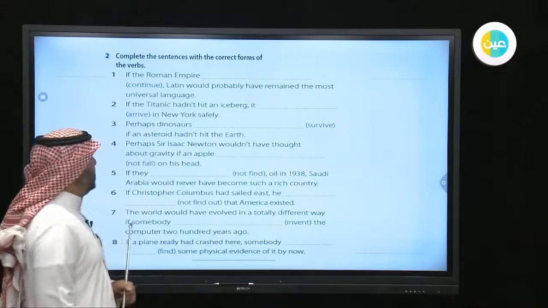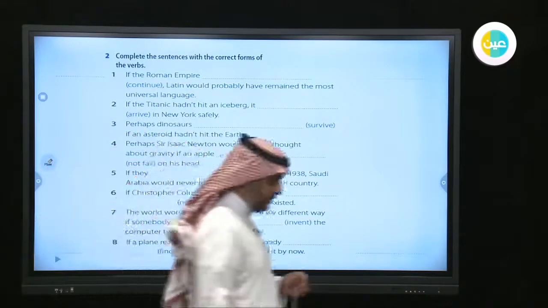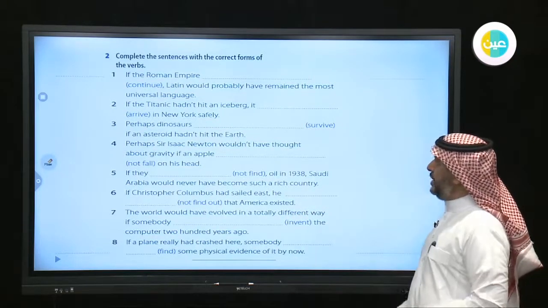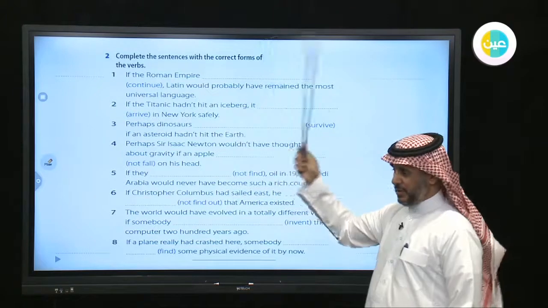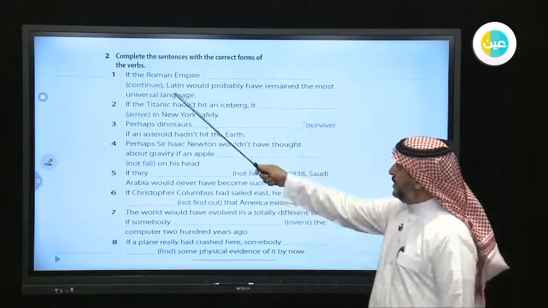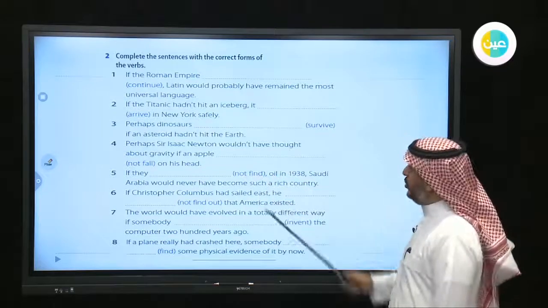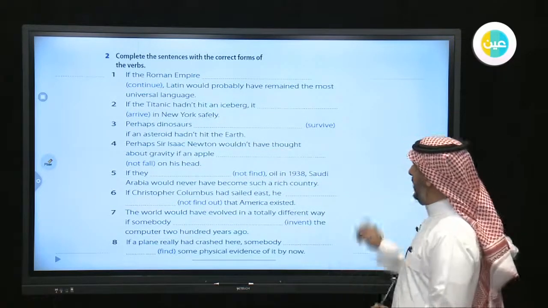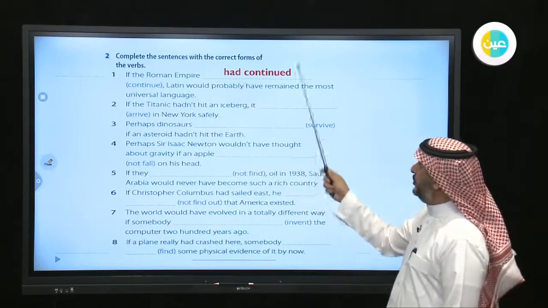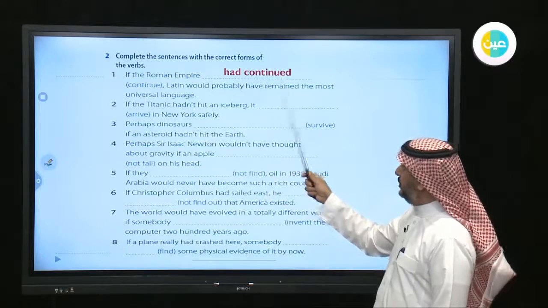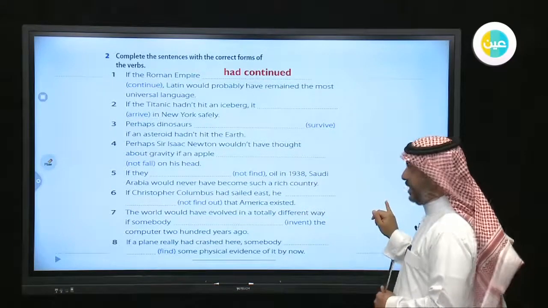Be with me, please. Complete the sentences with the correct form of the verb. Number 1: If the Roman Empire, remember we are with the third conditional, if clause. The verb is continue. If the Roman Empire had continued, Latin would probably have remained the most universal language.